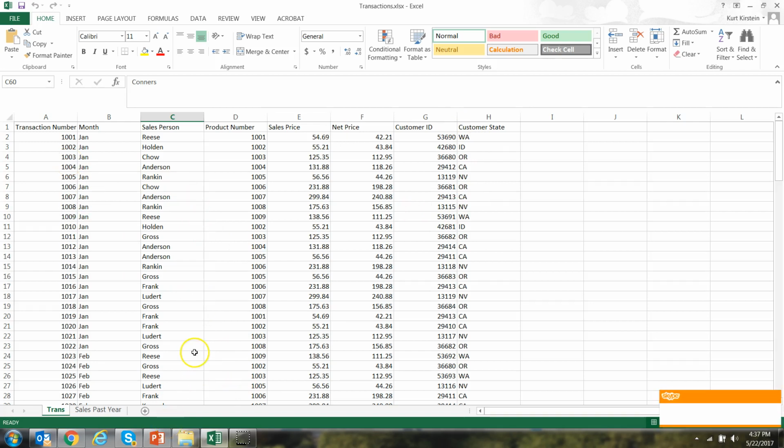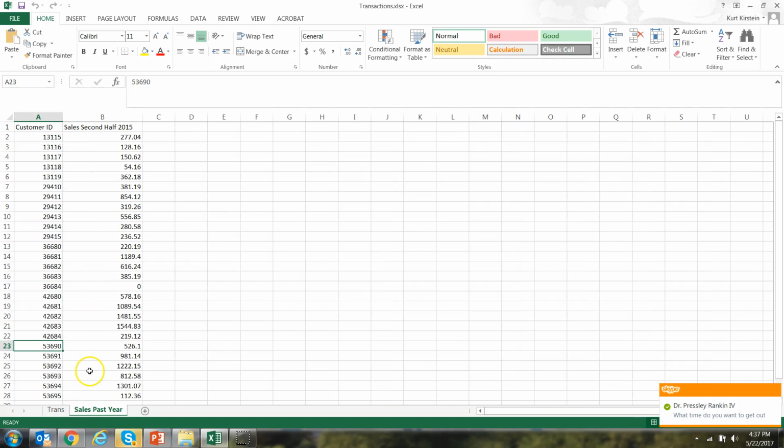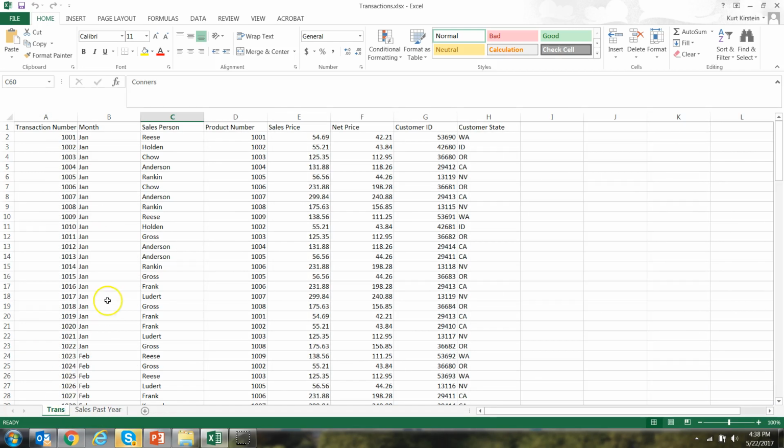The other thing I want you to do is take a look at this file, which is by customer, and compare it to this file, which is again the end of 2015, to the beginning of 2016. What useful information can you find when you make that comparison? Okay, back to PowerPoint.